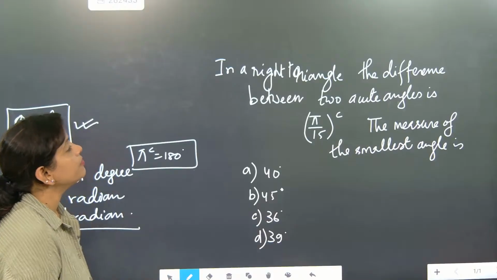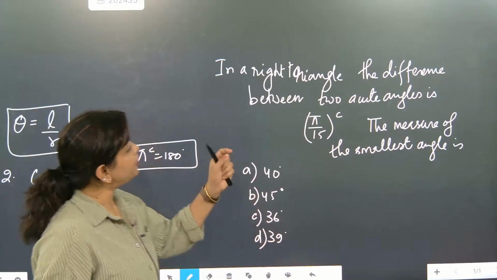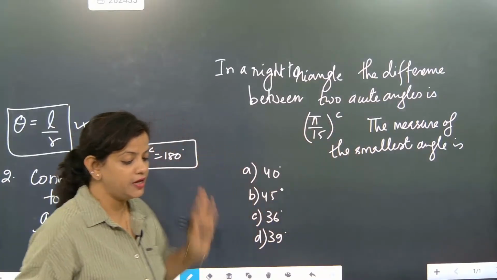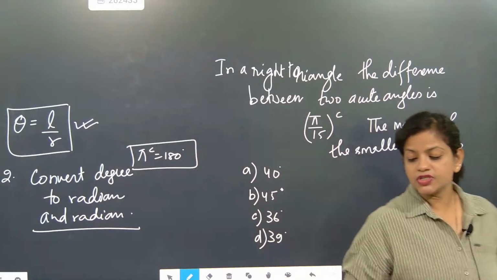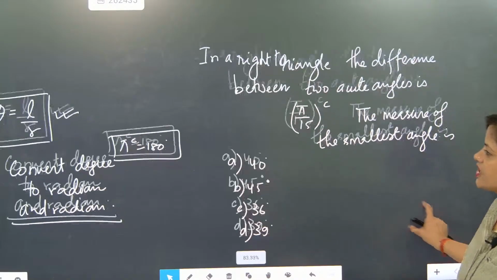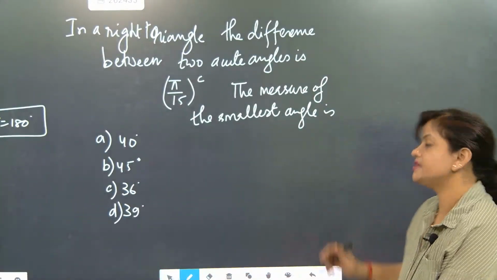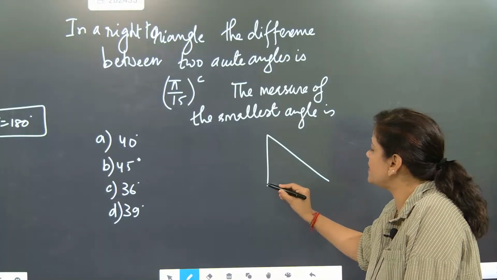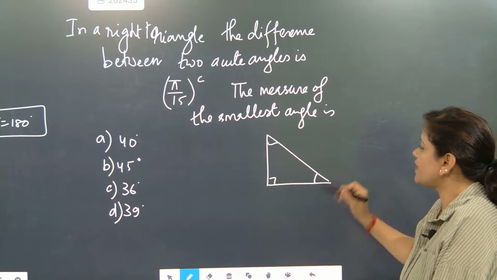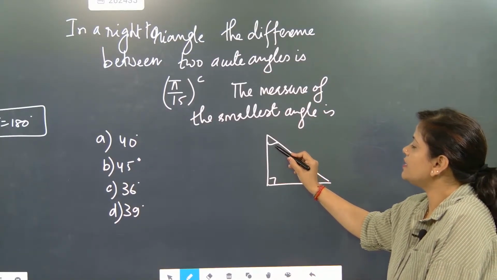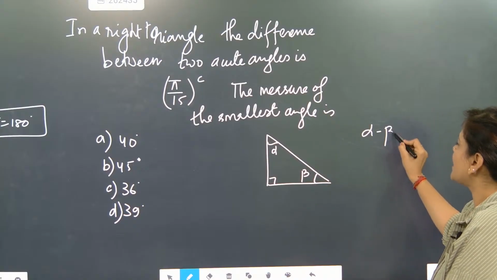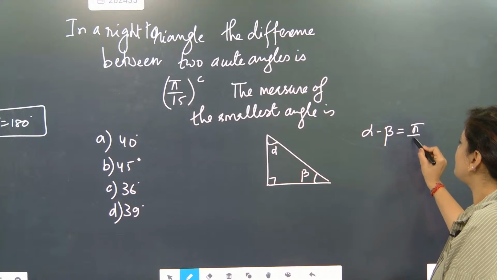How to solve this question? They told us that in a right triangle the difference between two acute angles is given as pi by 15. So how to attempt this type of question? First, understand, beta, what type of triangle it is. If you check here very nicely, this is exactly a right angle triangle. Now this is an acute angle and this is also an acute angle, correct? So, beta, if this acute angle is alpha and this acute angle is beta, then the difference between the acute angles is coming as pi by 15, correct?